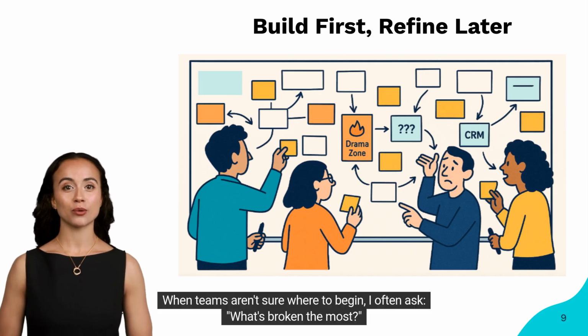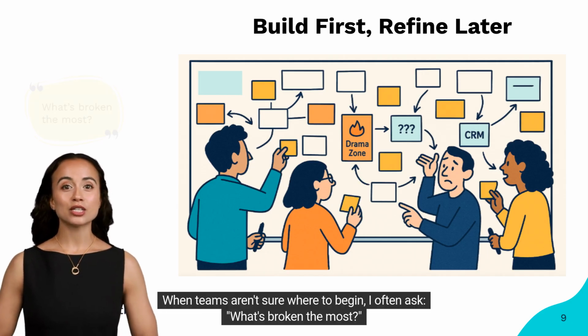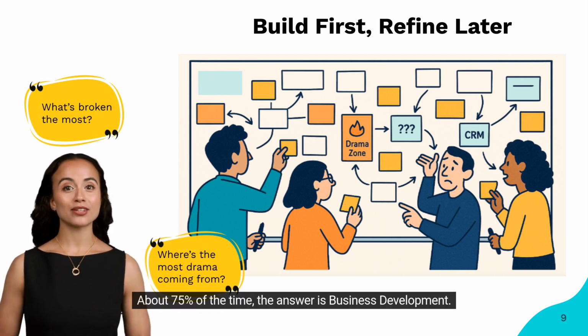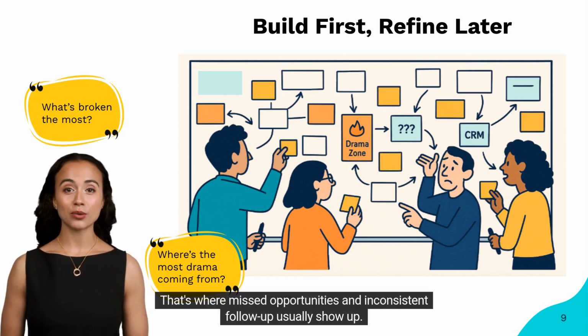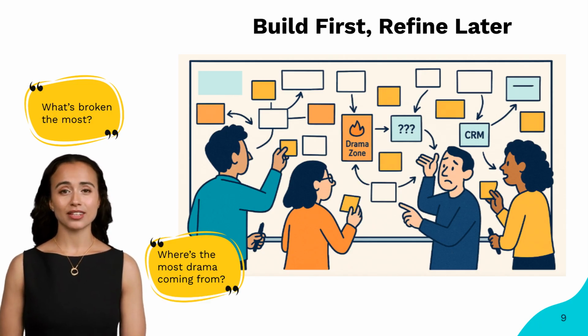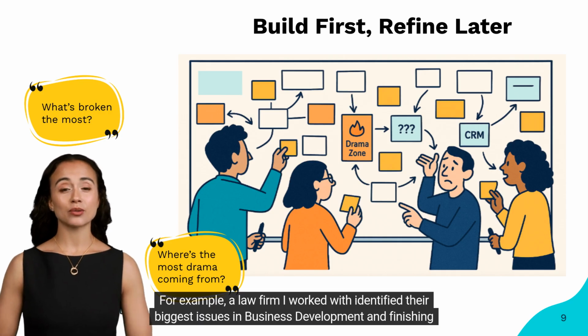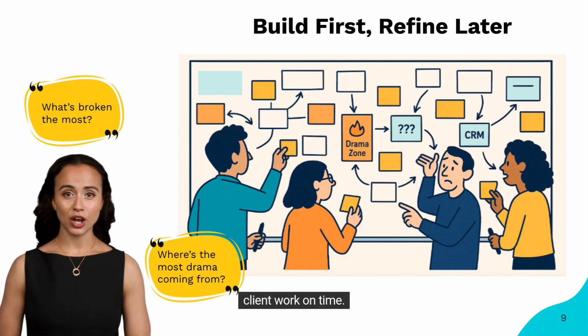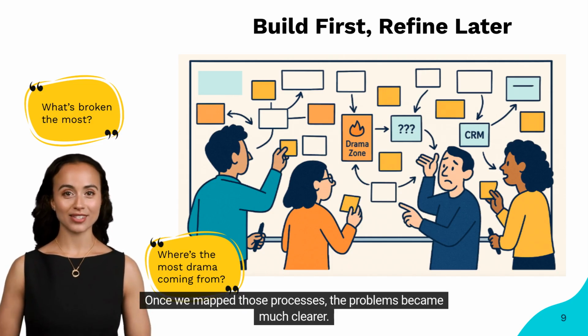When teams aren't sure where to begin, I often ask, what's broken the most? Or where's the most drama coming from? About 75% of the time, the answer is business development. That's where missed opportunities and inconsistent follow-up usually show up. For example, a law firm I worked with identified their biggest issues in business development and finishing client work on time. Once we mapped those processes, the problems became much clearer.